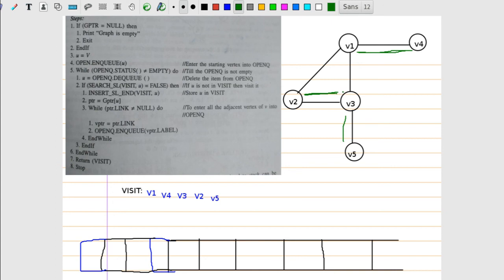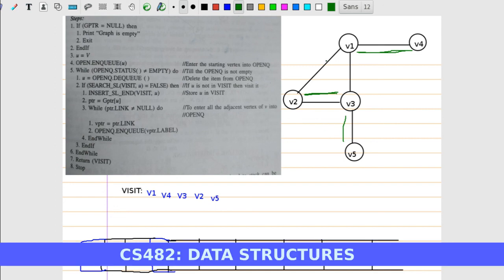But in the case of depth first search, we will be moving depth wise, we will be moving down. So this is made possible with the help of a queue in the case of breadth first search, and in the case of depth first search, this is made possible with the help of a stack.